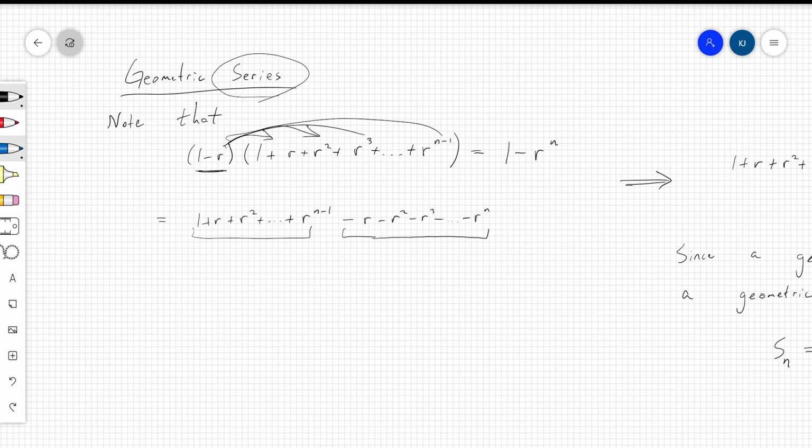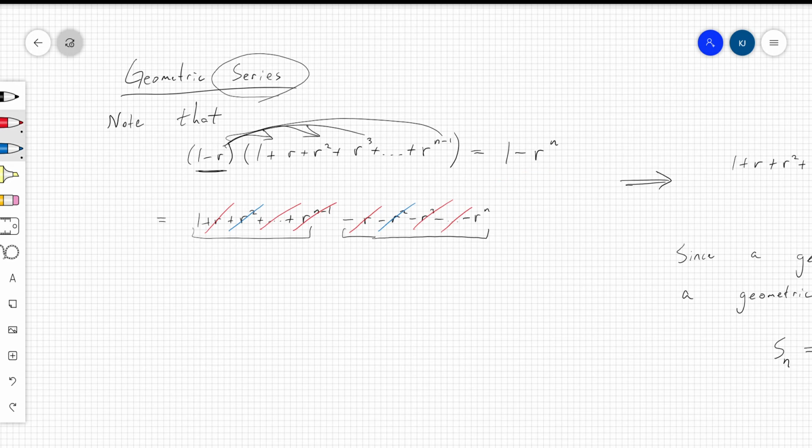And now notice that a lot of these terms cancel. So you have a plus r and a minus r. You have a plus r squared and a minus r squared, and so on. And actually everything cancels except for the first and last terms, because there's a positive 1 that's not canceled by the minus r's, and there's a negative r to the n that's not canceled by the positive stuff. So that means that this actually simplifies to be 1 minus r to the n.